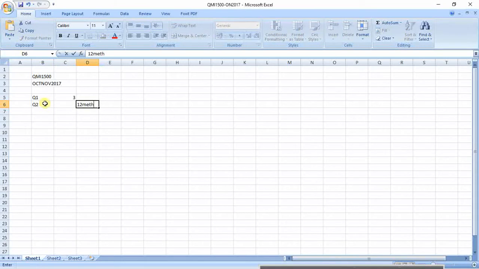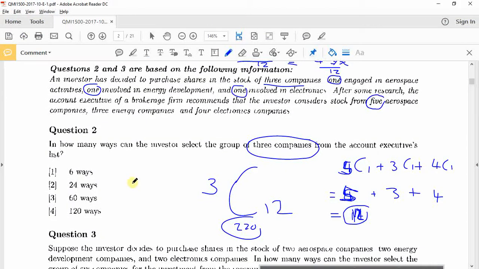12 ways, methods. Okay, why? Because of this. If you read the question again, it said that you're choosing, out of 5 companies, 1. Then out of 3 companies, you're choosing 1. Then plus, out of 4 companies, you're choosing another 1. So 5 choose 1, 3 choose 1, 4 choose 1. That gives you 5 plus 3 is 8 plus 4 is 12 ways, methods. So yeah, definitely a problem with this one.